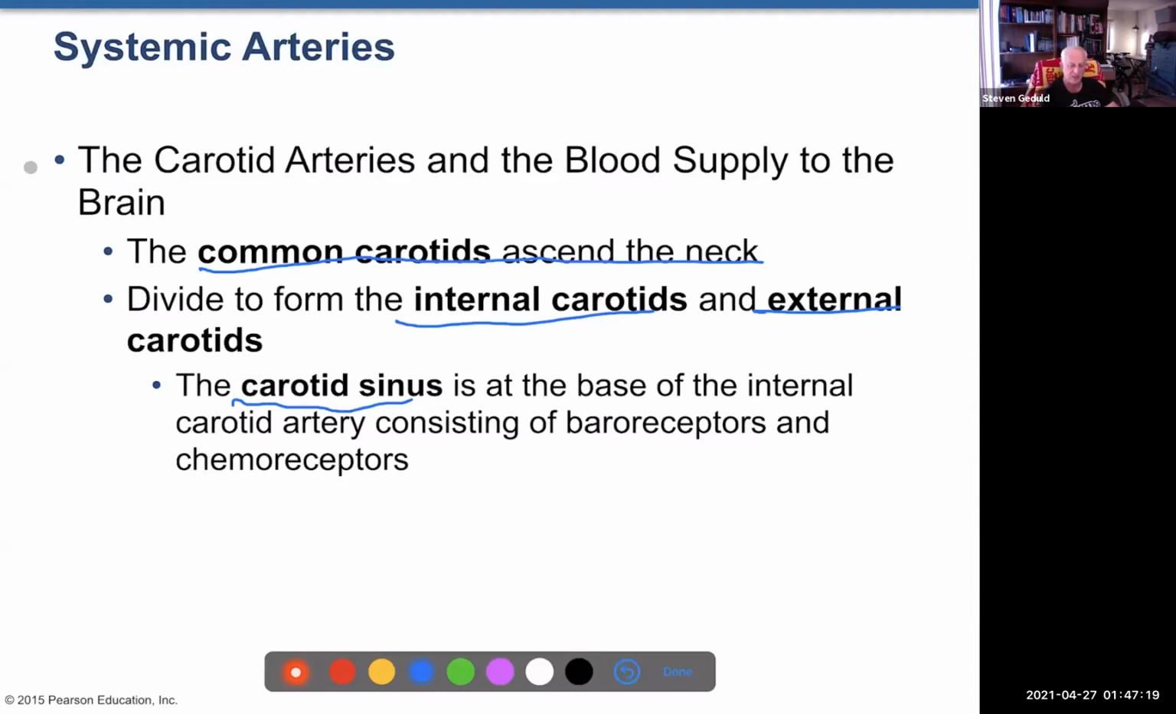Okay, those are your baroreceptors. Chemoreceptors measure the concentration of partial pressure of oxygen, partial pressure of CO2. They determine your breathing, whether you need more oxygen or less oxygen inside the bloodstream. Okay, that's all done at the carotid sinus.